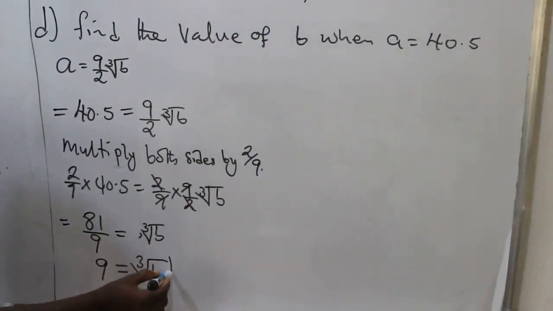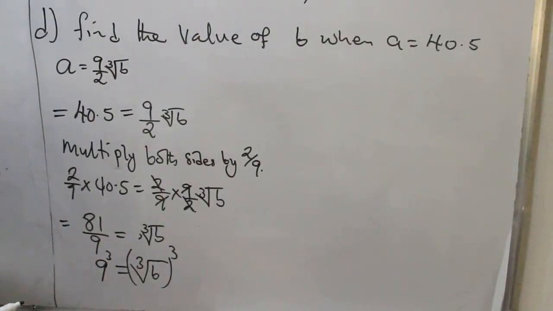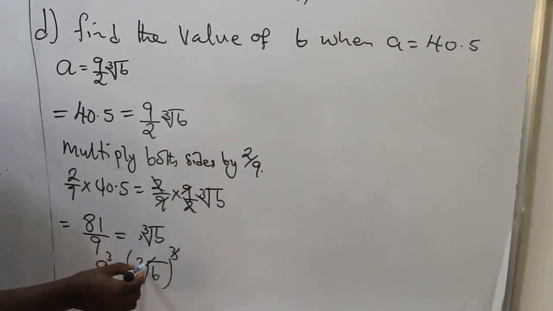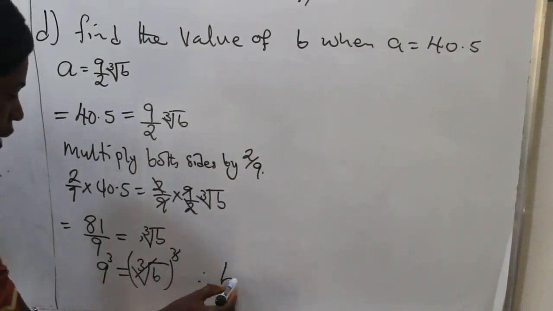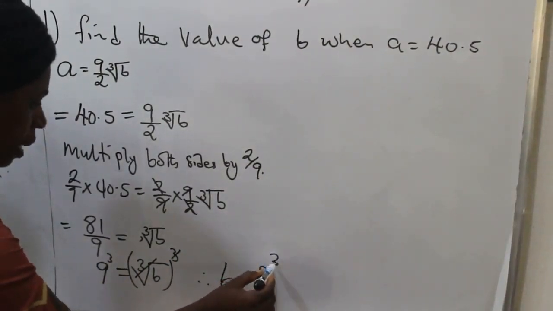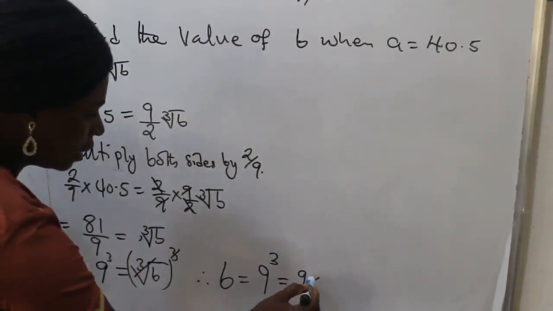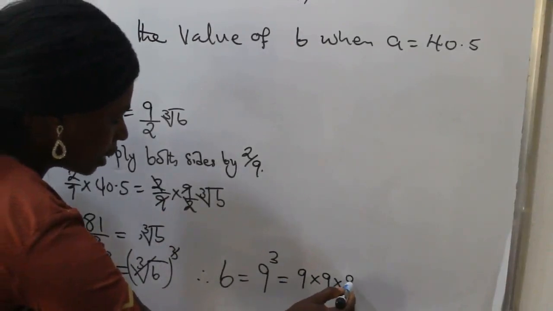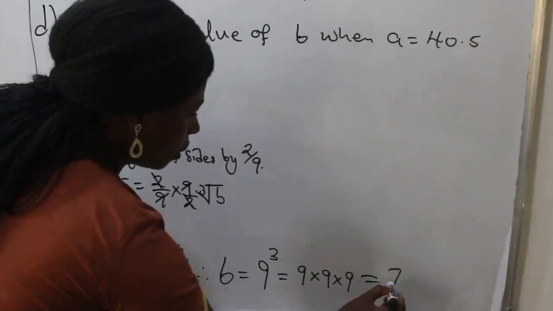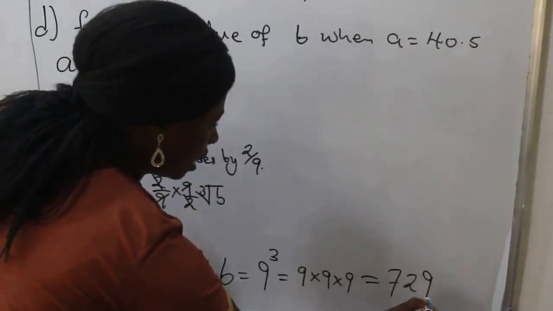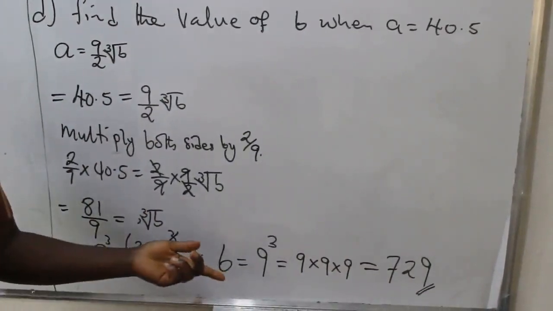So we need to take the cube of both sides. So this cube here will cancel this cube root. Therefore, our B will be equals to 9 raised to power 3. And this 9 raised to power 3 is the same thing as 9 times 9 times 9. So when you multiply it together, you get 729. So that is the value of our B.